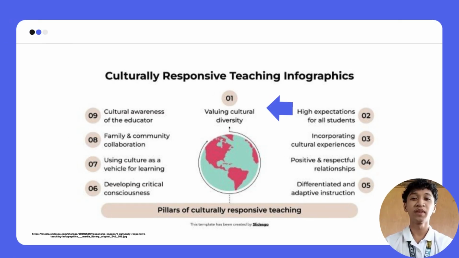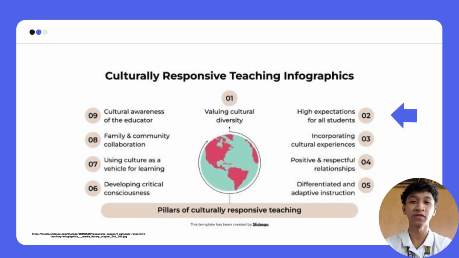Number 1. Valuing cultural diversity. So recognize and celebrate the unique backgrounds of every student, making them feel seen and heard. Number 2. High expectations for all students. So no matter what their background is, we maintain academic excellence and push students to reach their full potential.